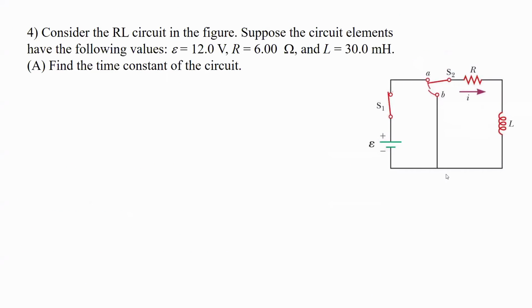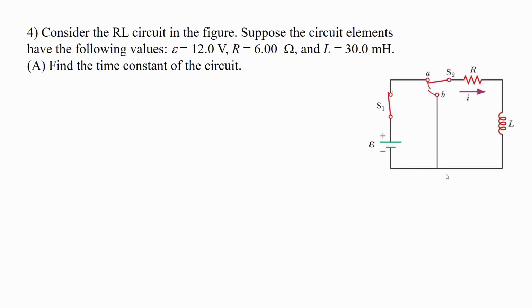Moving on. All right, so looking at the RL circuit shown here, suppose the circuit elements have the following values: the EMF of the battery that we're using is 12 volts, the resistance is 6 ohms, and the inductance is 30 millihenries. What we want to do is find the time constant of the circuit.